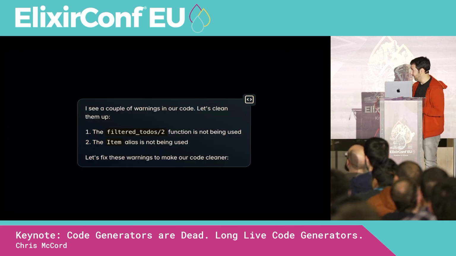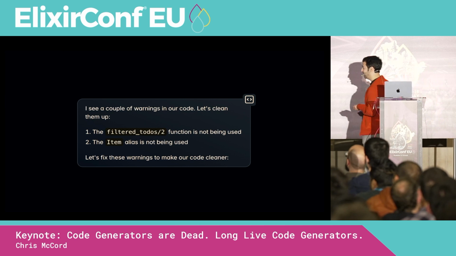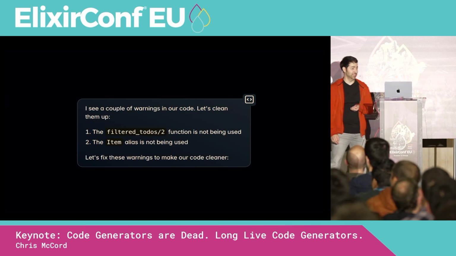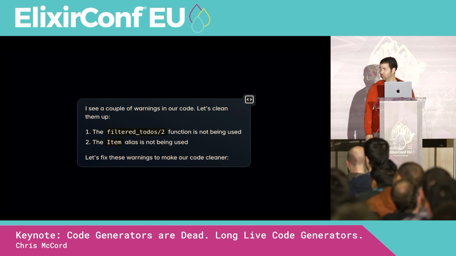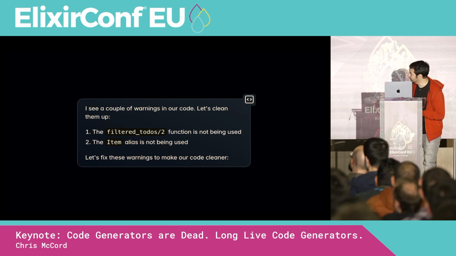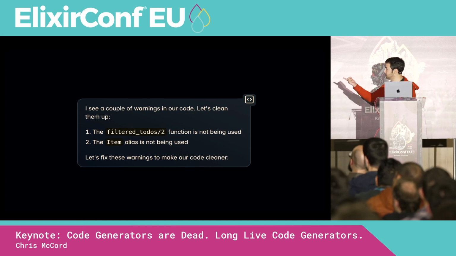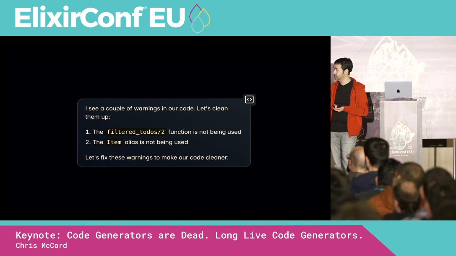And here's one example I had today when I was preparing for this talk. I've created a lot of applications, to-do applications. It said, I see a couple of warnings in our code, let's clean them up. And it found the filter-to-use function not being used and the item alias not being used.